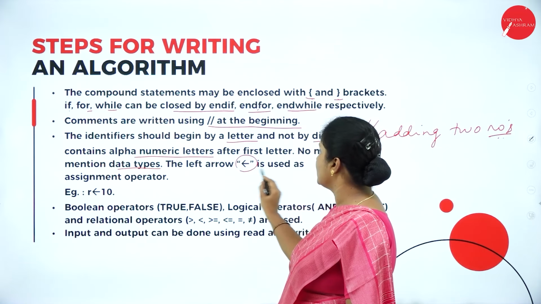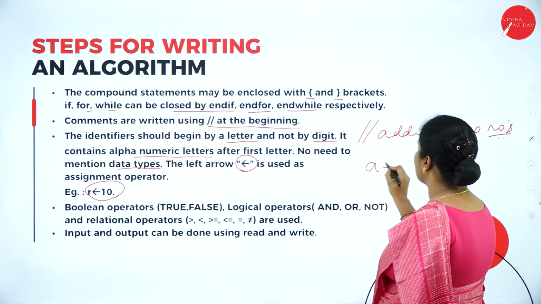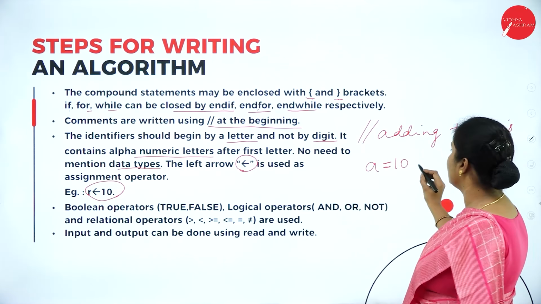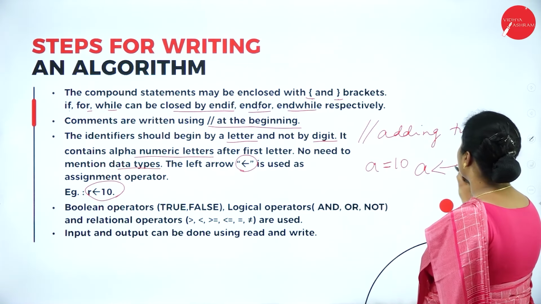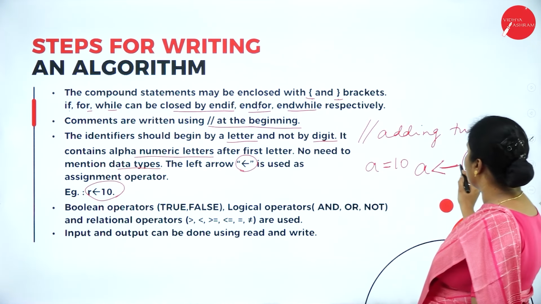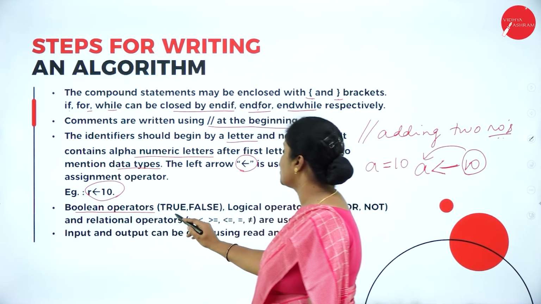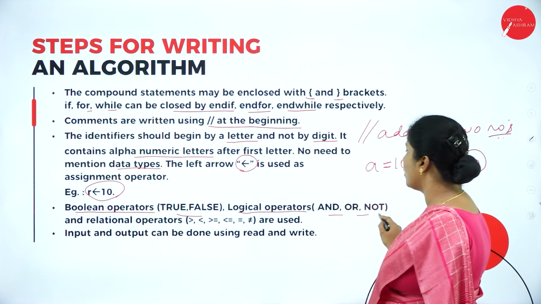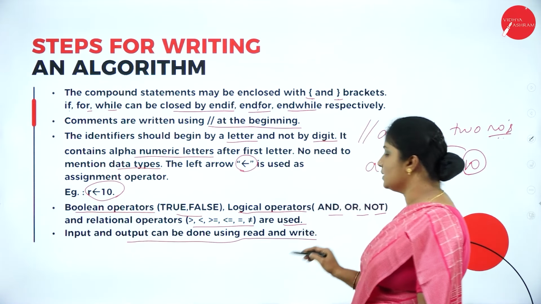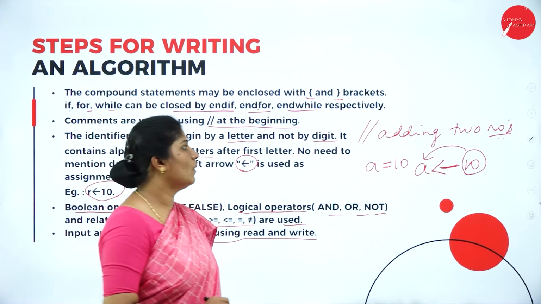The left arrow is used as an assignment operator. So if I am assigning A equal to 10 in a programming language, but in an algorithm, we say A back arrow 10, which means we are assigning a value 10 to a variable A. Boolean operators true, false, logical operators like and, or, not, and relational operators are used. Input and output can be done using read and write. So these are some of the steps we are following to write an algorithm.